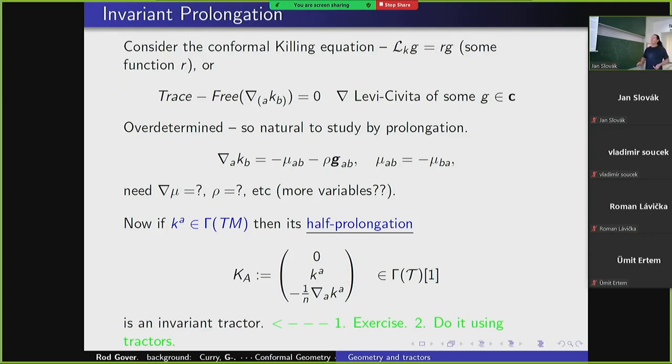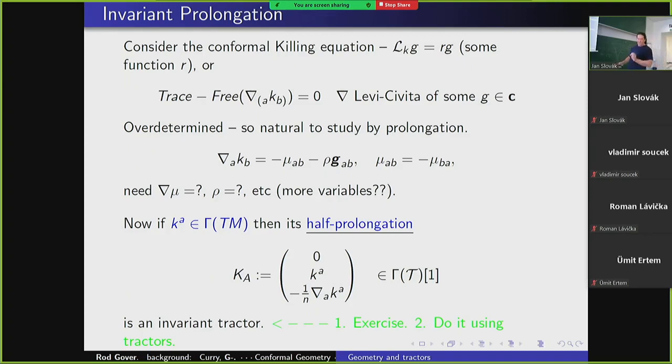Okay, so there's a most obvious way to do that, but I want to talk about the second most obvious, which becomes an effective calculational tool. So, first of all, you observe that if you have any vector, then what I'll call its half prolongation puts this in the middle slot of a tractor. So you put 0 in the top slot, put the vector in the middle, and its divergence in the bottom with that formula. This is conformally invariant. It satisfies the right transformation to be a tractor.